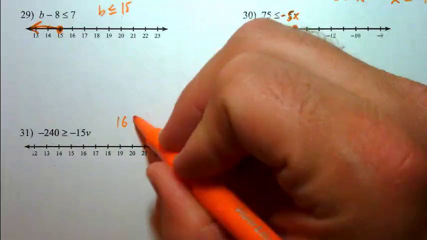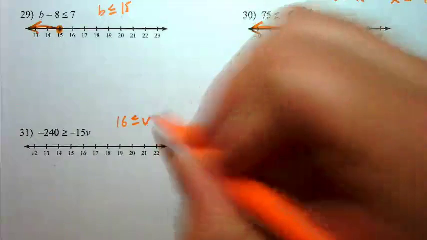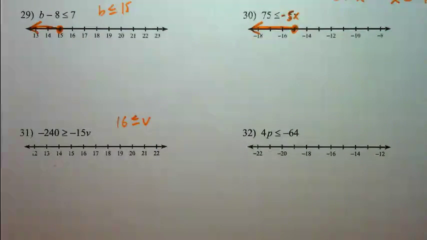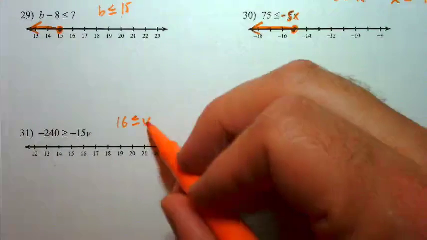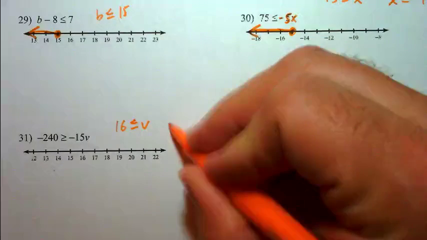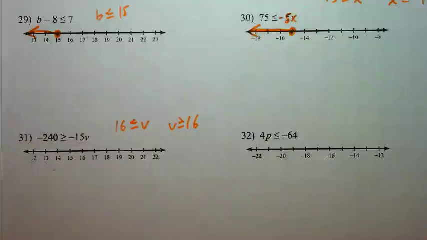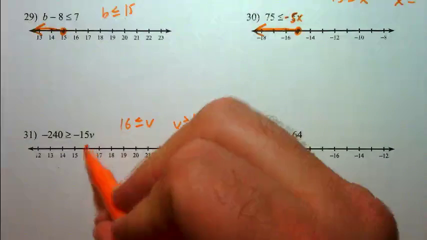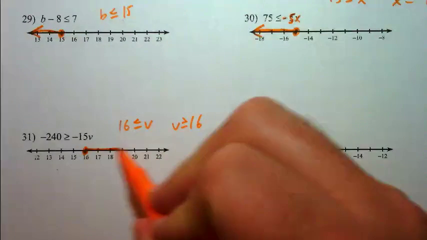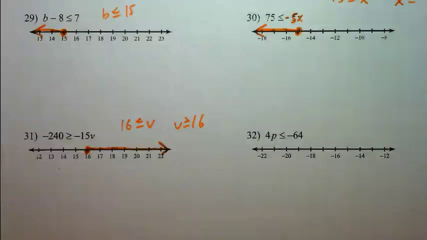16 is less than or equal to v because we also had to flip a sign since we divided by a negative. And then on here, we're going to have to flip the whole thing because we read it in terms of v. So v is greater than or equal to 16. So closed circle at 16 and everything greater.